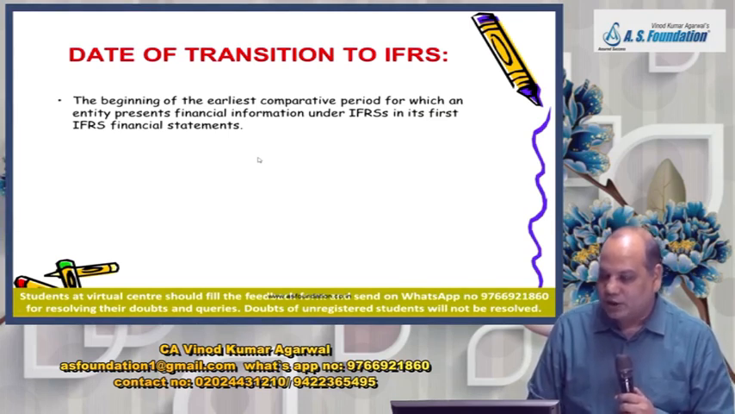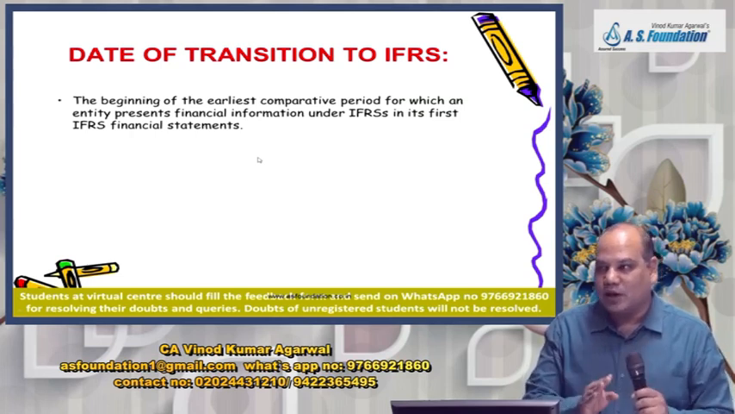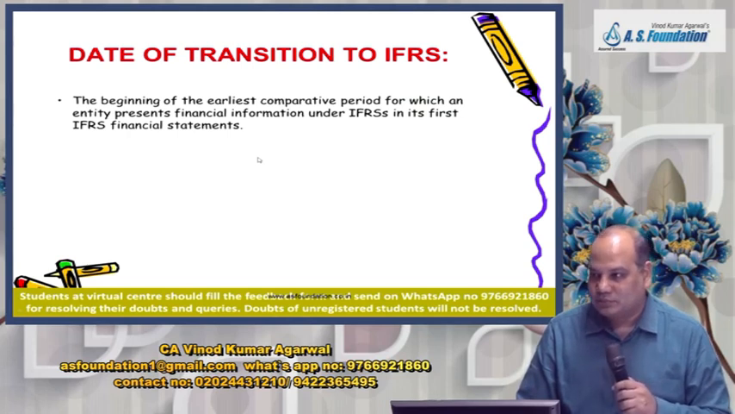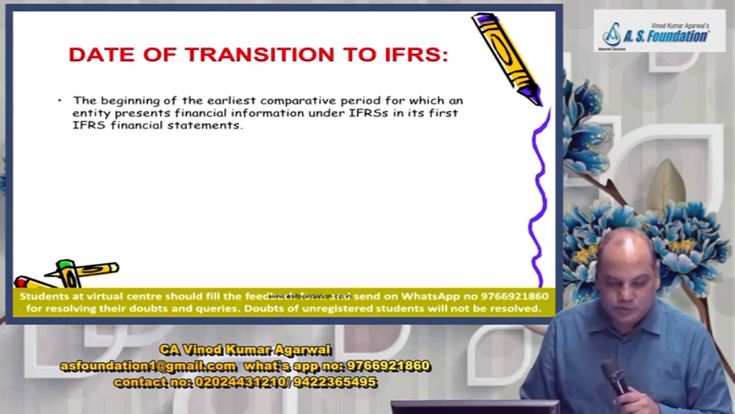Okay, ideally what they are saying is that your opening balance sheet should be as if you had been following IFRS from the beginning. That is the concept. But for some items there are some exemptions given. Now first we will see the scope paragraph in your book.